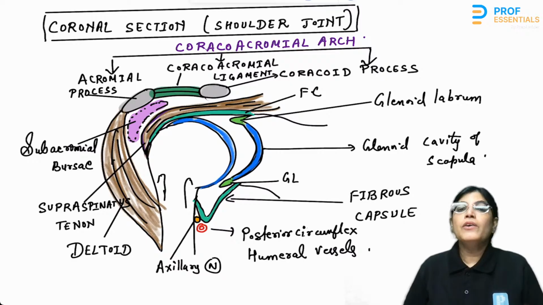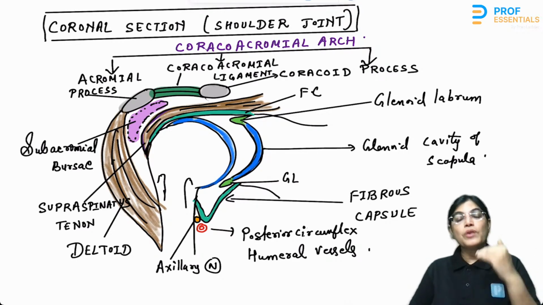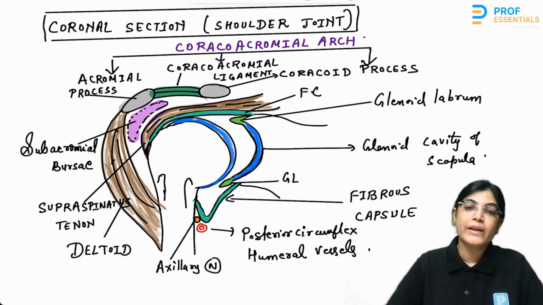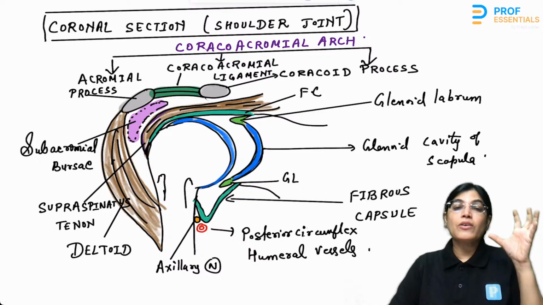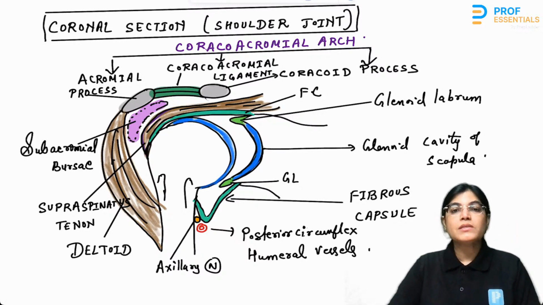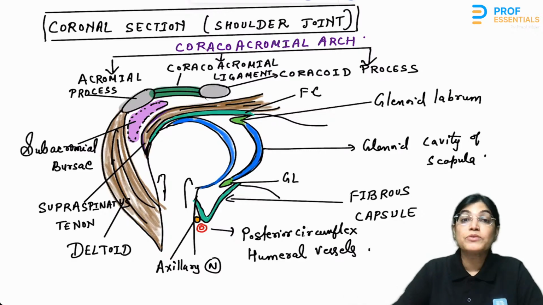glenoid labrum. We can see the relation of axillary nerve and posterior circumflex humeral vessel. We can also appreciate the fibrous capsule attachment descending from anatomical neck towards the surgical neck of humerus, lying close to the axillary nerve and posterior circumflex humeral vessels. We can also see the subacromial bursa. We can also see the glenoid cavities. We can also see the fibrous capsule attachment and the parts of coracoacromial arch, the coracoid, the acromial process and coracoacromial ligament, which is supporting the shoulder joint superiorly.